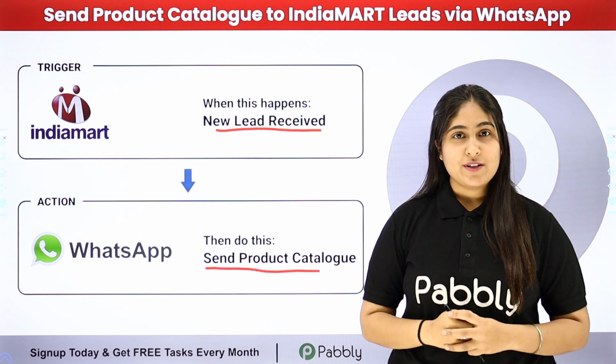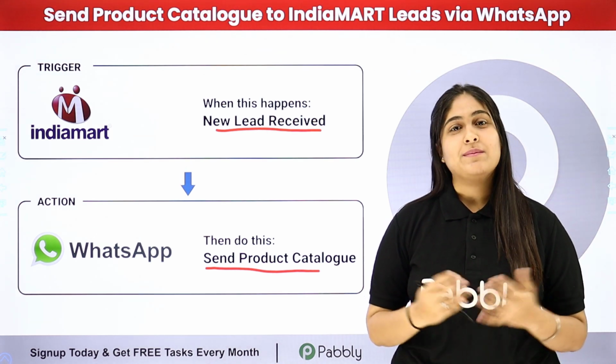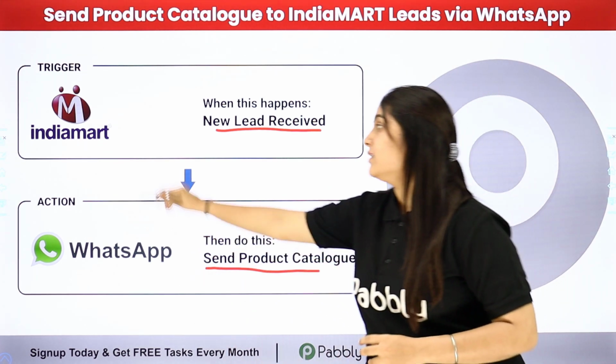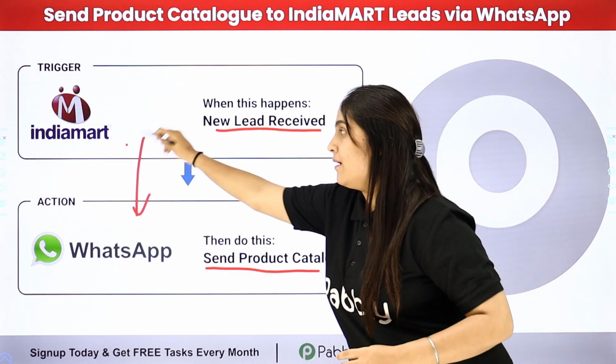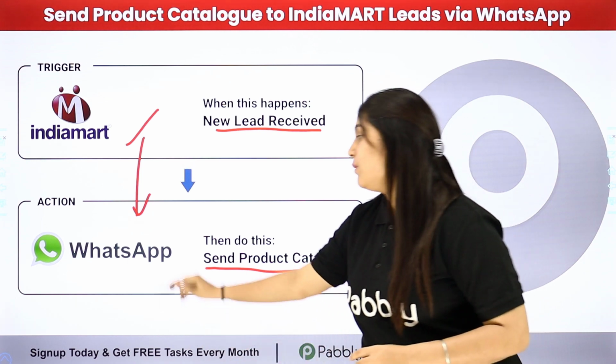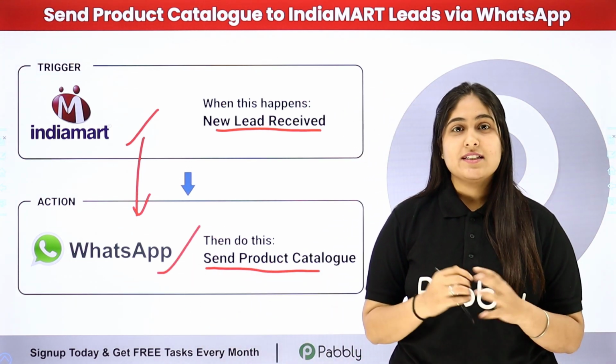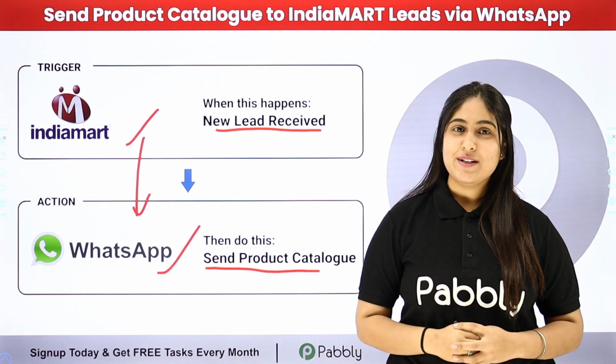To automate this process, we will use an automation software named Pabbly Connect, in which we need to connect a trigger and an action. In this process, our trigger application will be IndiaMART and our action application will be WhatsApp Cloud API. To learn this process step by step, let me take you to my screen.